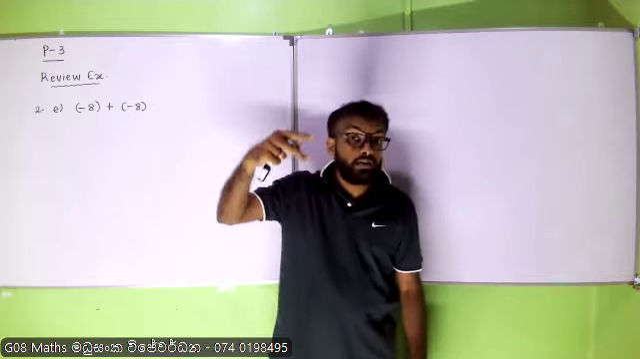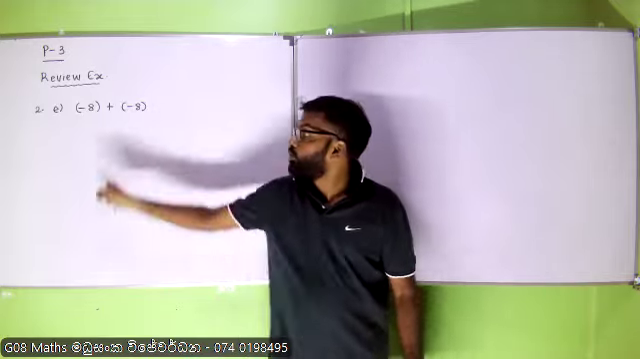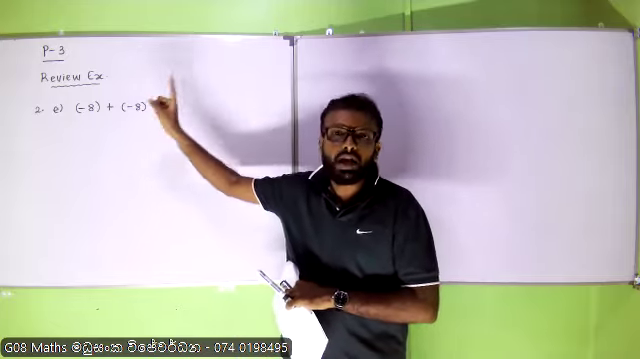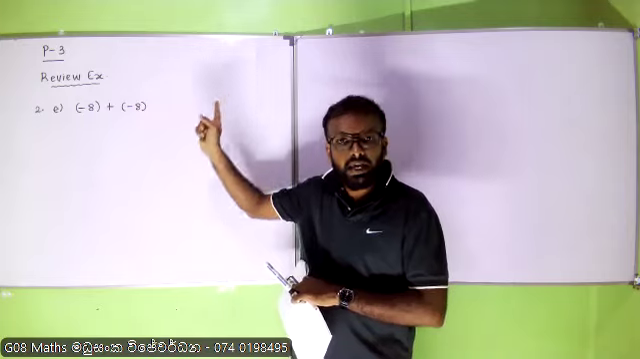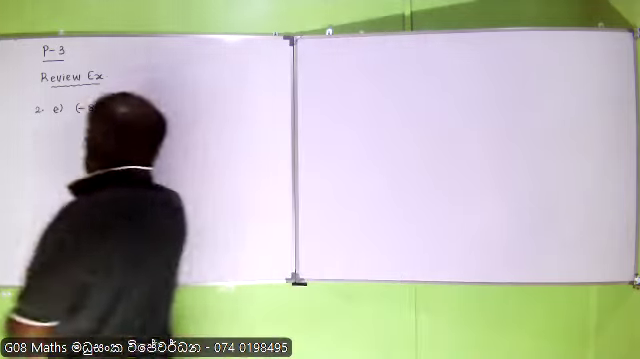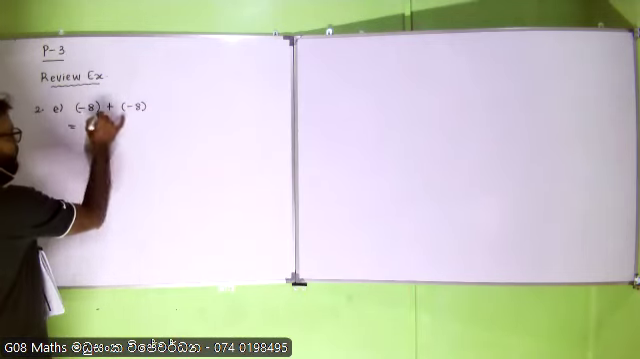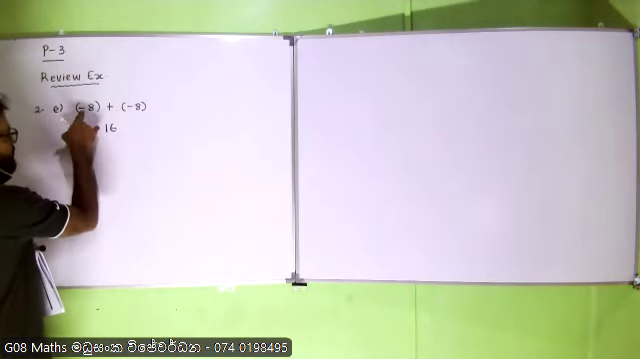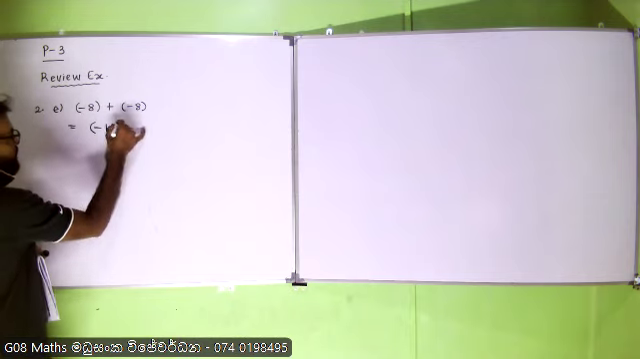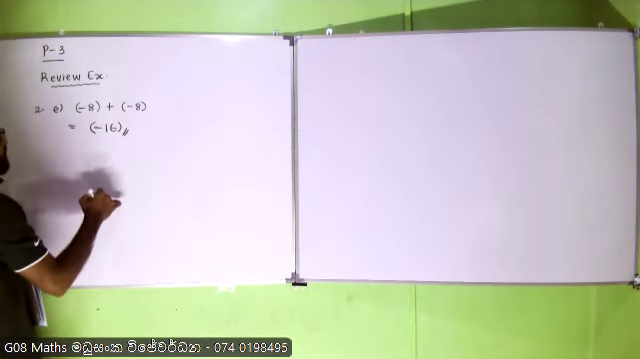If you have same signs, you have to follow 2 steps to do the addition. So what are the 2 steps? Just add the numbers, 8 plus 8, 16. That is your answer. This is negative, this is negative, so put the sign. -16. Done.